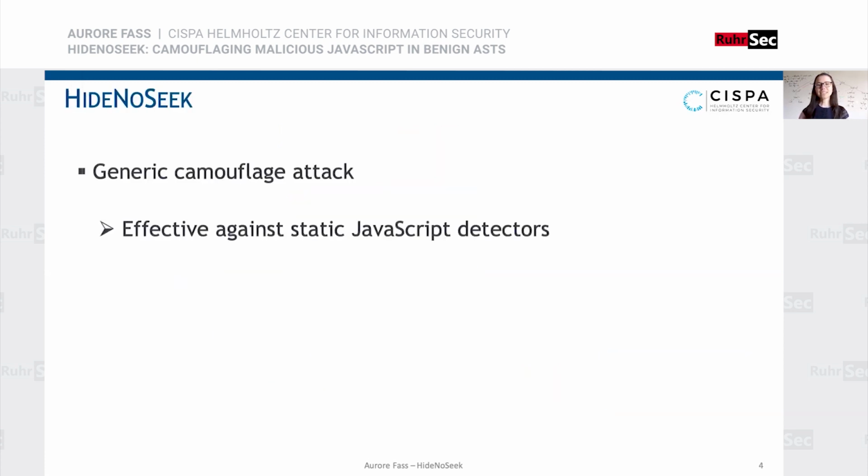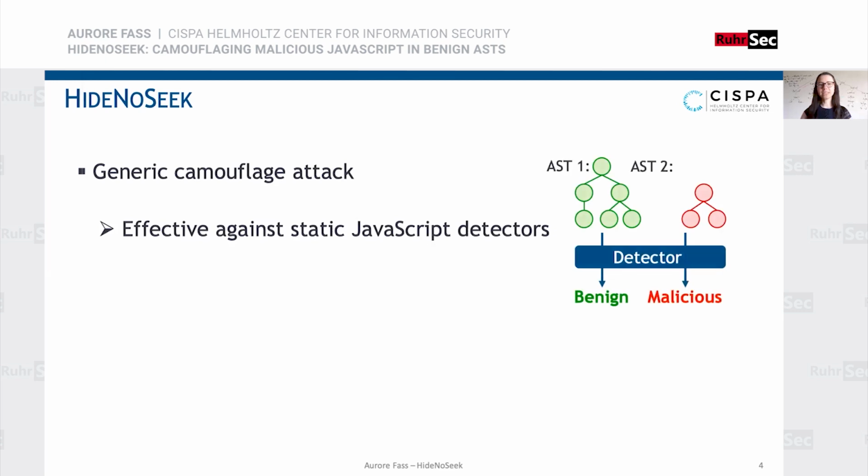HideNoSeek is our novel and generic camouflage attack against static JavaScript detection systems. Traditionally, benign and malicious JavaScript files tend to have a dissimilar syntactic structure. We represent their syntactic structure with the abstract syntax tree, so with the AST. And as benign and malicious JavaScript files tend to have a dissimilar AST, a syntactic detector, meaning a detector working directly at the AST level, can accurately distinguish them, of course.